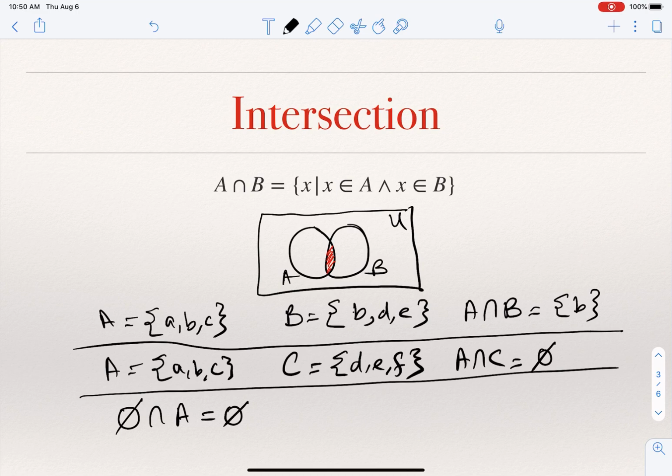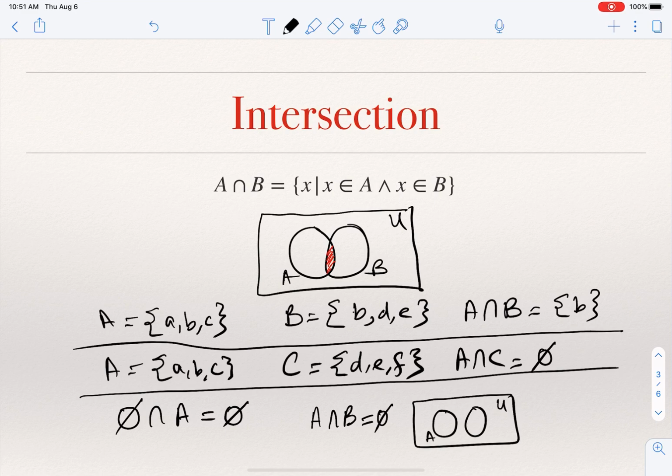Now, if the intersection of two sets is empty, that's what we call two sets being disjoint. So if I look at two sets A and B, and their intersection is empty, what's the Venn diagram that corresponds to this situation? If you look at U, this is A and this is B. There are no elements in common to both of them. This is when we call A and B disjoint. So when someone says disjoint sets, it means that the two sets have no elements in common.